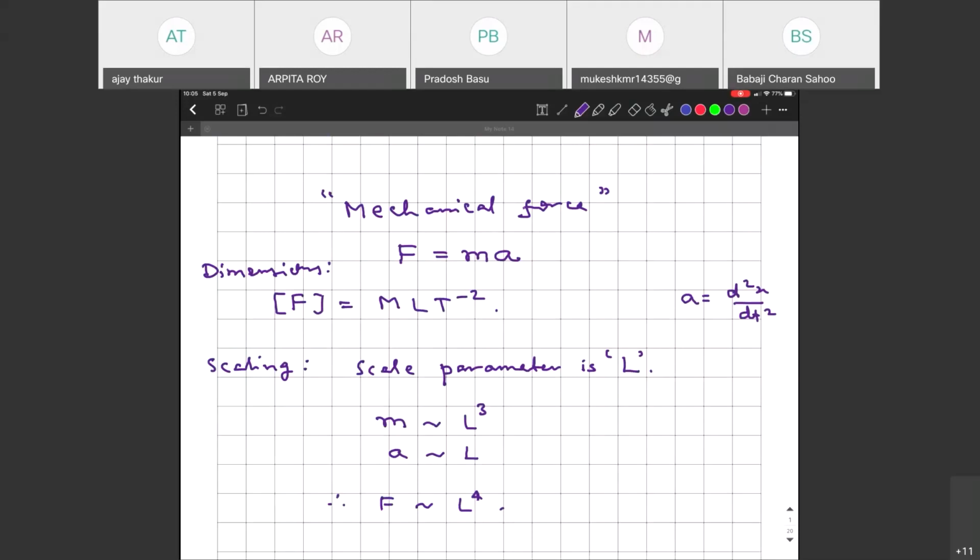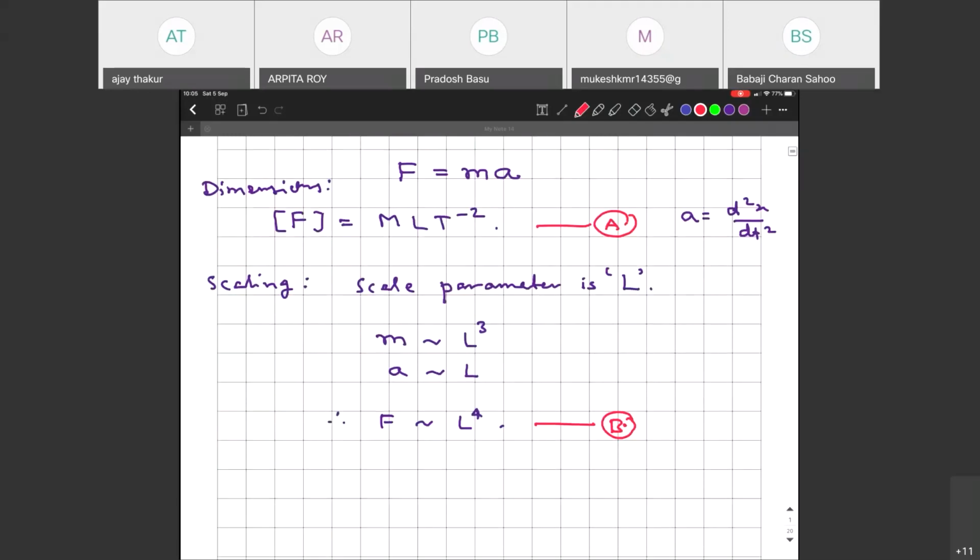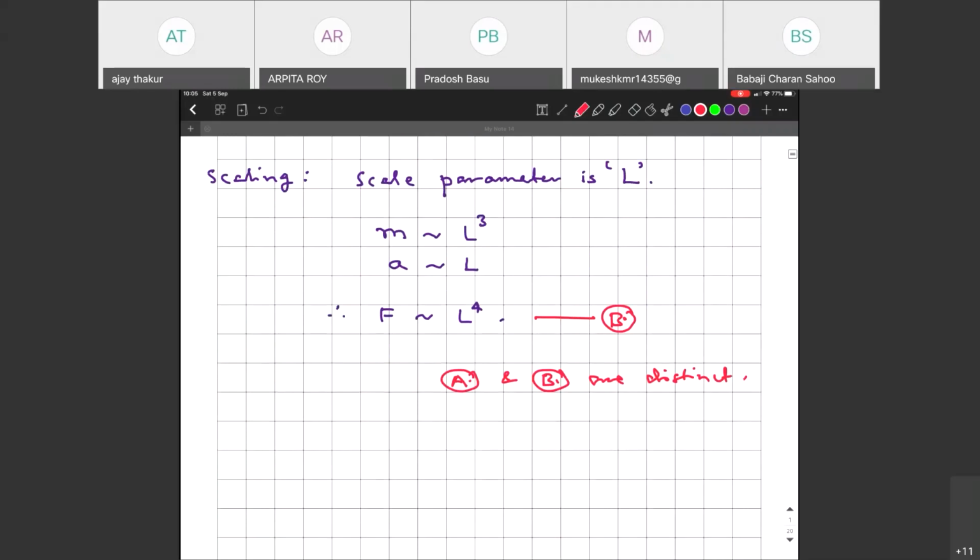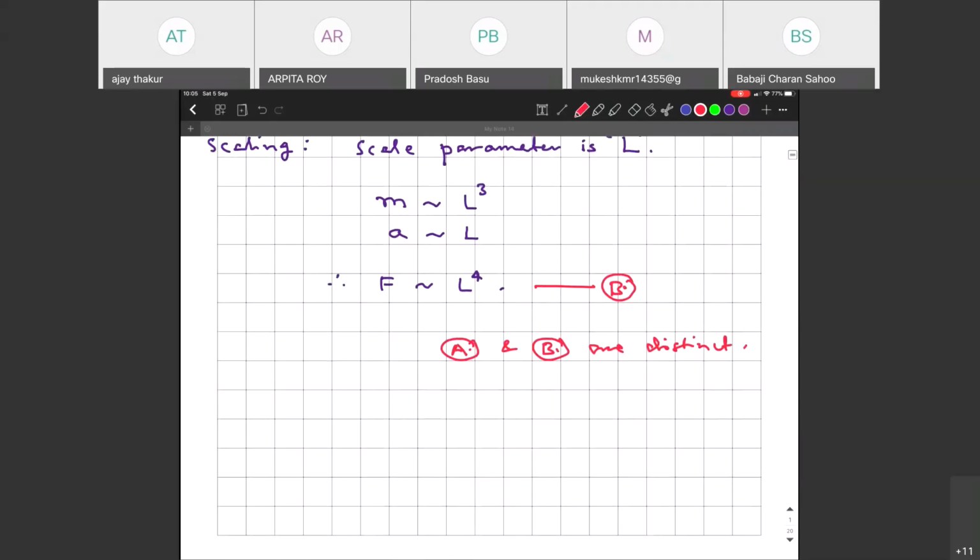So if you make a comparison between say A, which was a pure dimensional argument, and B, which is telling us how force scales with length, right? They are distinct. So A and B are distinct. Okay, so this is something which has to be kept in mind. Okay, you cannot afford to not know it.